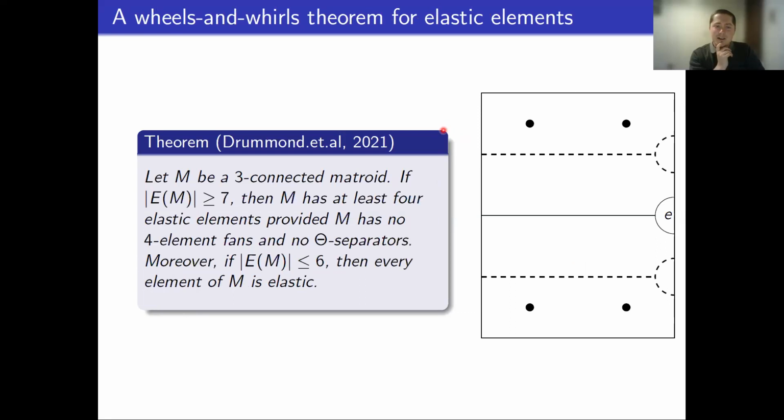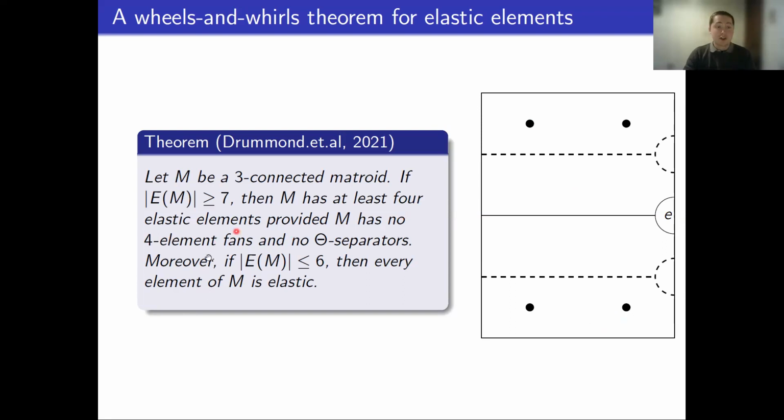If M is a 3-connected matroid with at least 7 elements, then M has at least 4 elastic elements. There will be at least 4, which is a good amount, provided M has no 4-element fans and no theta separators. And if it has at most 6 elements, then every element is elastic. You can probably cook up your own 2-line proof based off the previous result: if you don't have any elastic elements, you're going to have a vertical 3-separation or cyclic, up to duality. Then you push one direction and you find the 2, and you push the other direction and you find the 2.